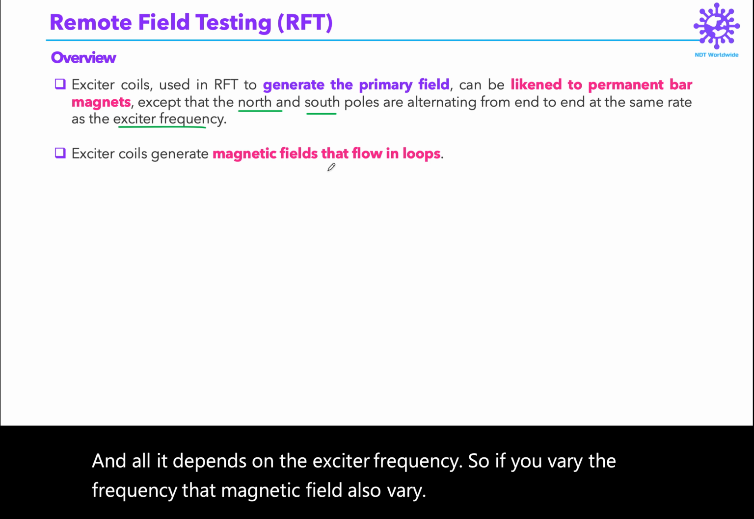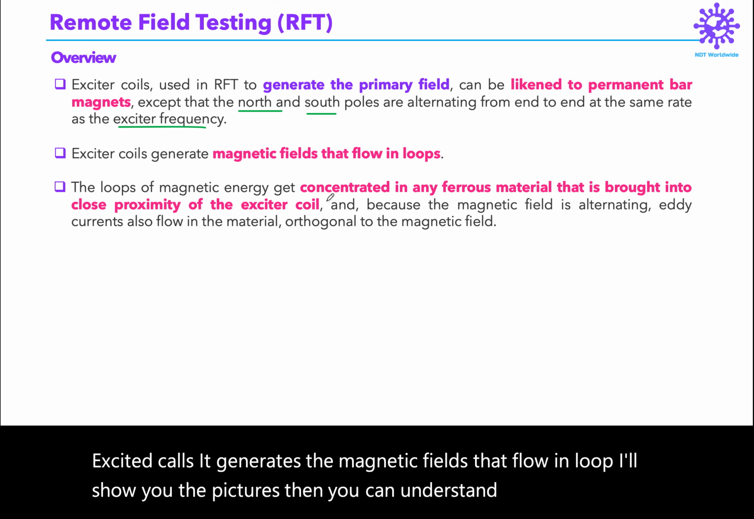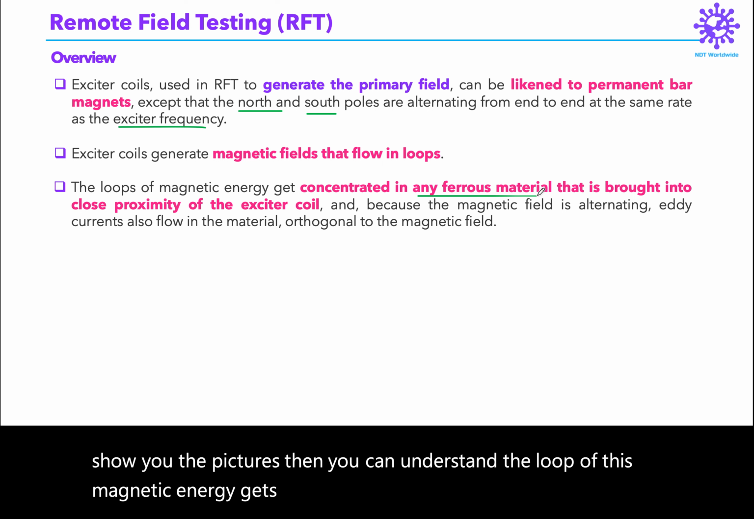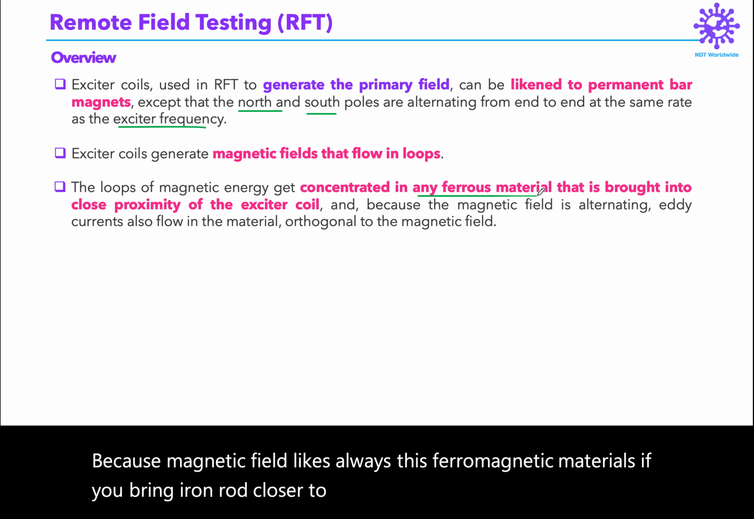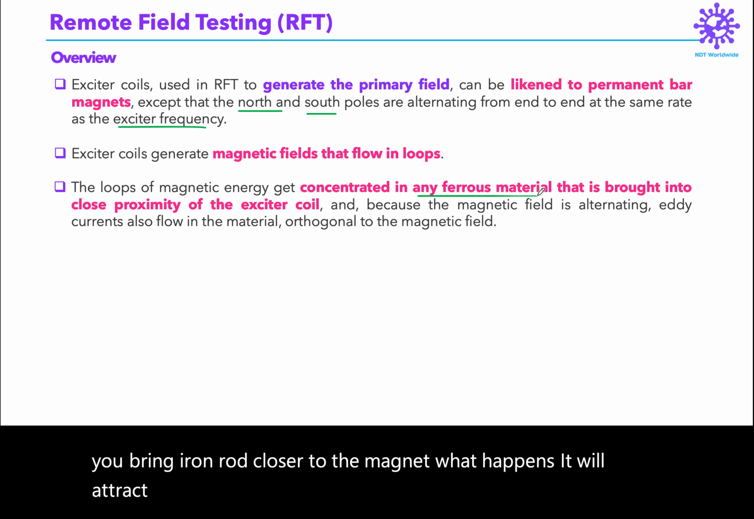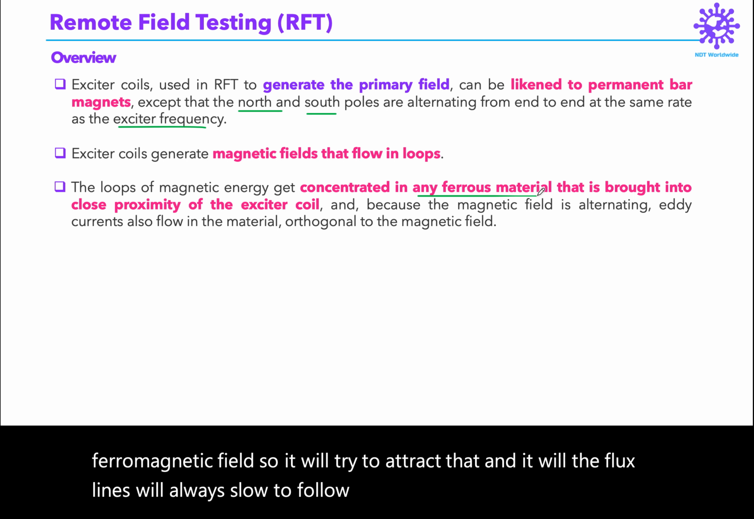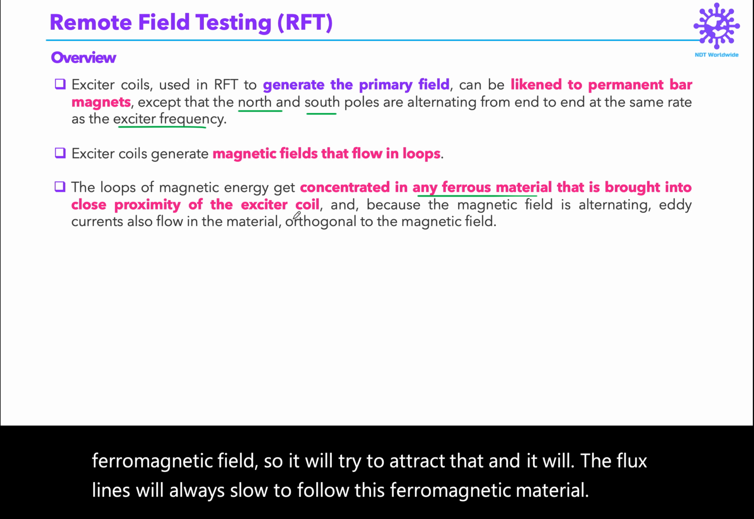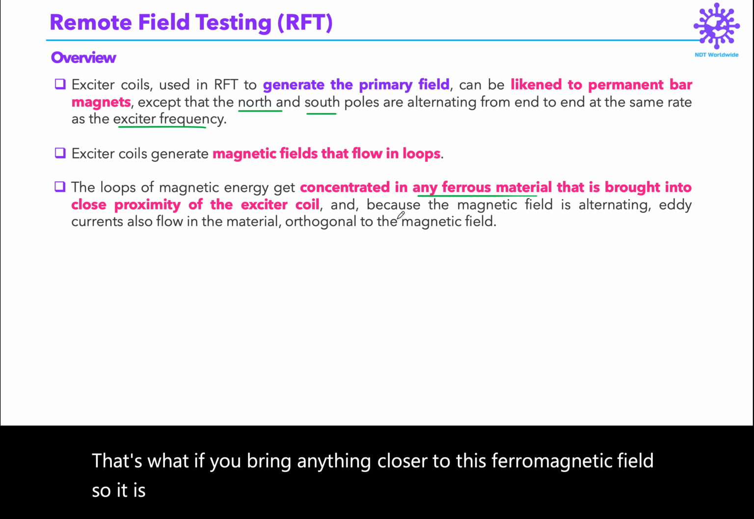So the exciter coil generates magnetic fields that flow in loops. I'll show you the pictures, then you can understand. The loops of this magnetic energy get concentrated in any ferrous materials. Why? Because the magnetic field always likes ferromagnetic materials. If you bring an iron rod closer to a magnet, what happens? It will attract. Why? Because the field is concentrated more into the ferromagnetic material. The flux lines will always love to follow this ferromagnetic material. So if you bring anything closer to it, it easily interacts, and the magnetic flux lines are easily concentrated into the tube wall thickness.